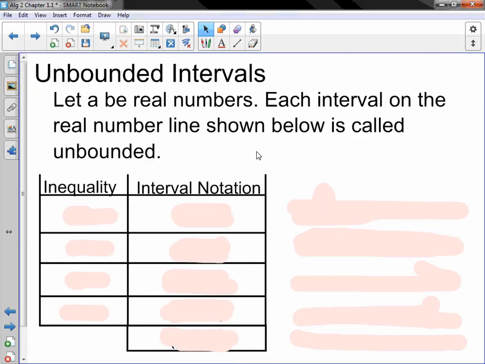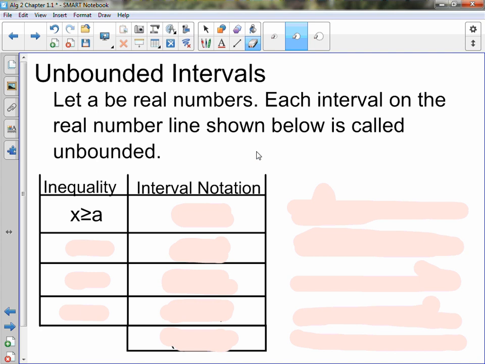Now, unbounded intervals. There are four main types of unbounded intervals. With unbounded, we don't have an A and B because there's only one real endpoint in an unbounded interval. So let A be a real number. Each interval on the real number line shown below is called unbounded.